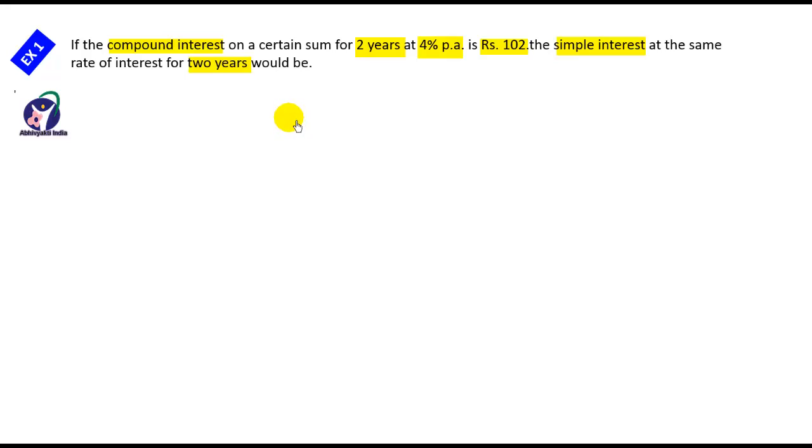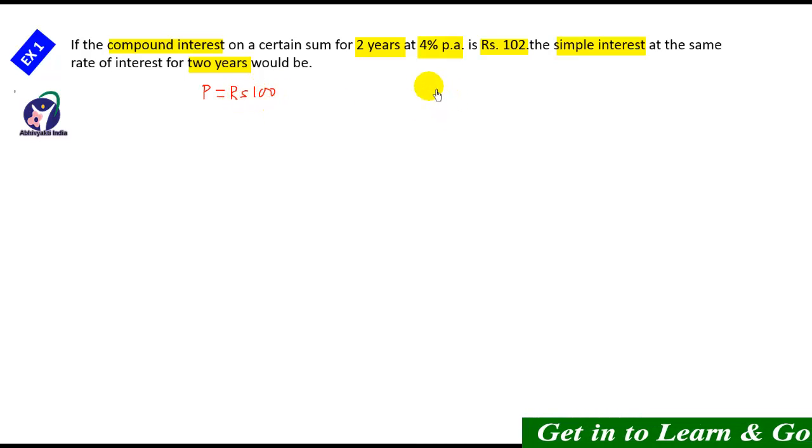Now in this question we do not know the principal amount, and since we do not know the principal amount, we cannot find the simple interest. But because of the first condition, we can find the principal amount, and once we got the principal, we can find the simple interest for 2 years at the rate of 4% per annum. So first of all, we will assume that let the principal be rupees 100.